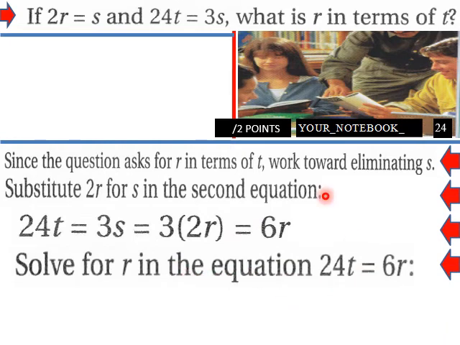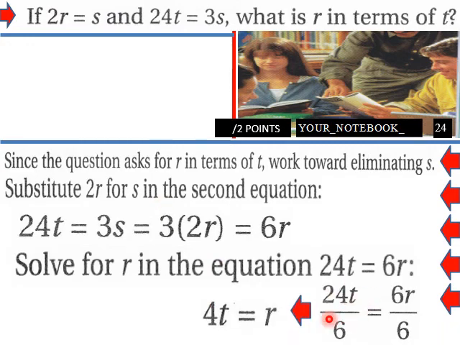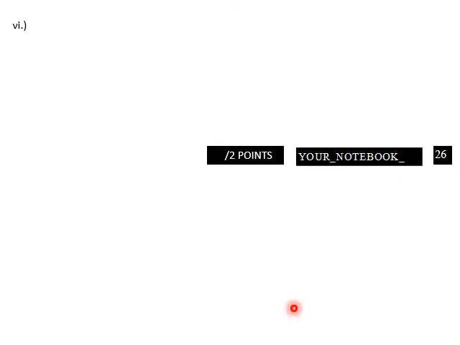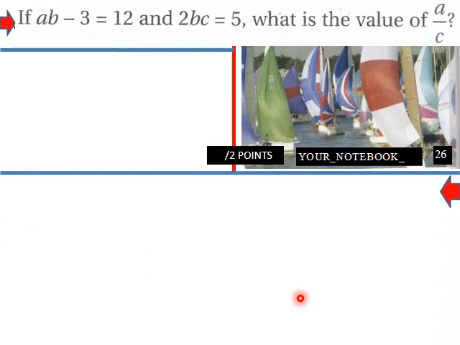Solve for r in the equation 24t equals 6r. So we have equated 24t equals 6r. We divide through by 6. We get 4t. We can stick that one back now.